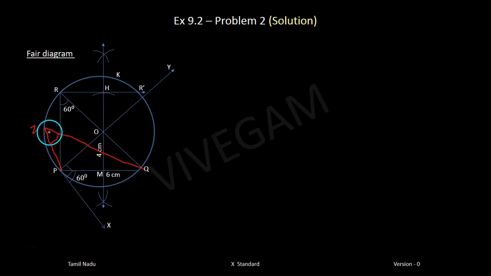We cannot use this because it does not fulfill the second condition. The altitude will be much smaller. If the altitude is 4 centimeter here, this probably will be 2 centimeter. We want to have a triangle with base 6 centimeter having an altitude of 4 centimeter. So that is why we are using this step.